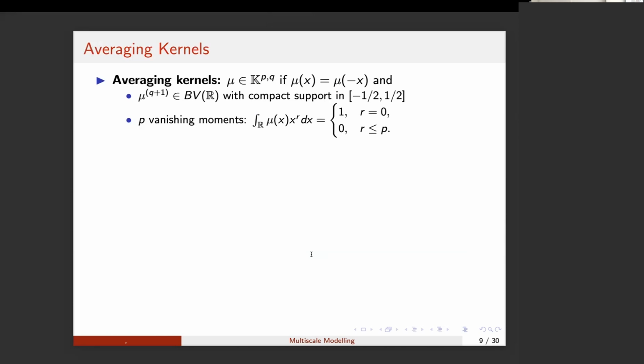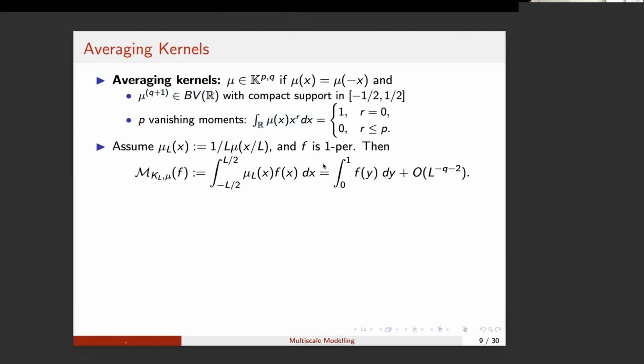Now, these are some preliminaries. This is one idea that we will be using quite a lot, related to averaging kernels. Suppose that we have a function which is symmetric, an even function, with certain smoothness properties, and it's compactly supported, let's say in the closed interval from -1/2 to 1/2. And we say that mu has p vanishing moments if the following condition is satisfied.